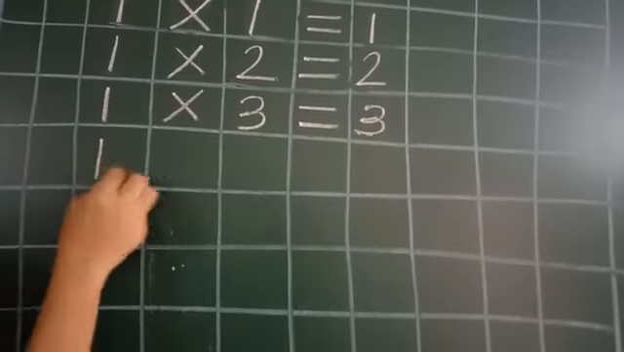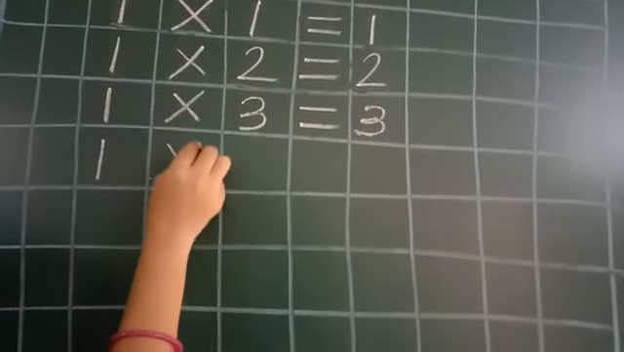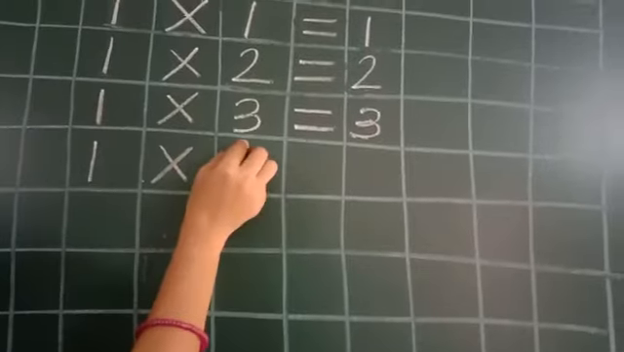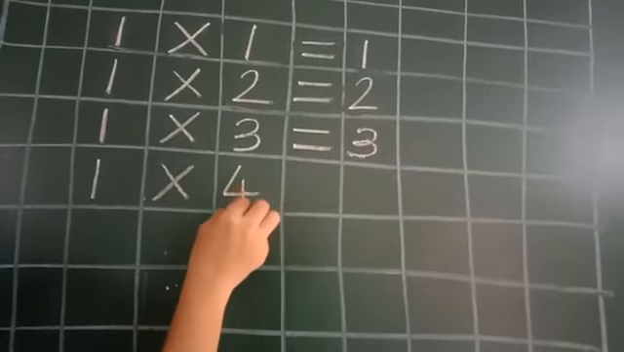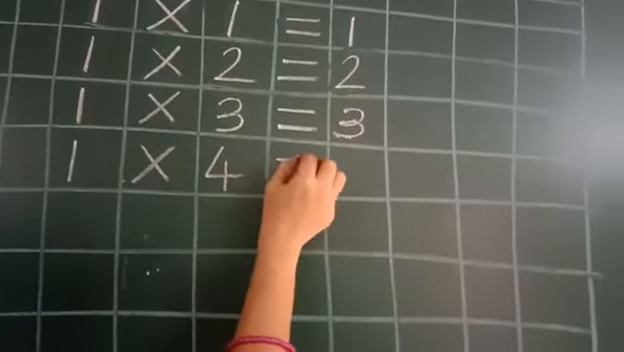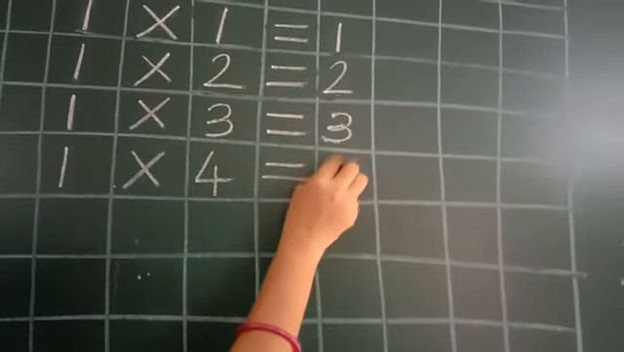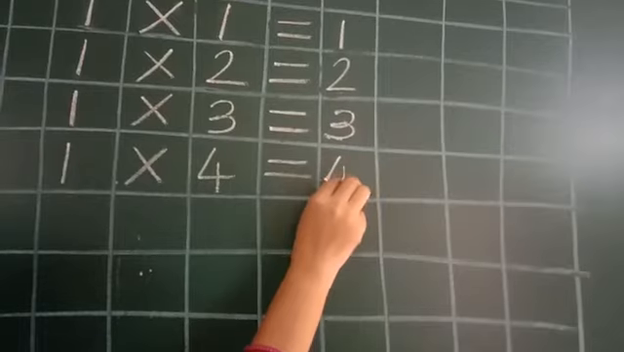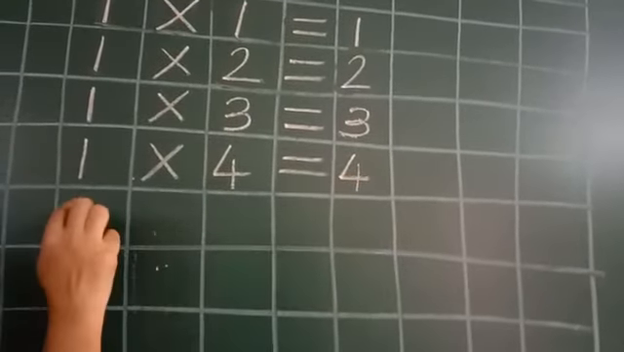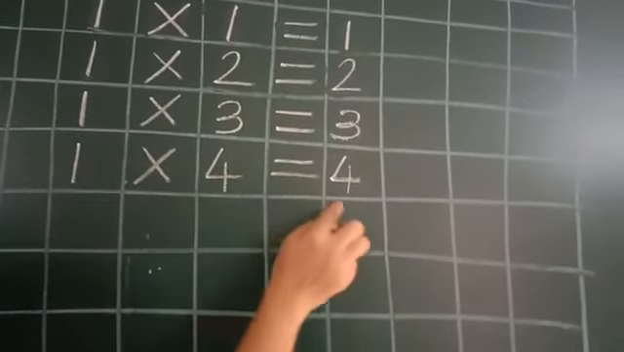Write next 1, multiply 4, two sleeping lines is equal to, and write here 4 and say 1 four is a 4.